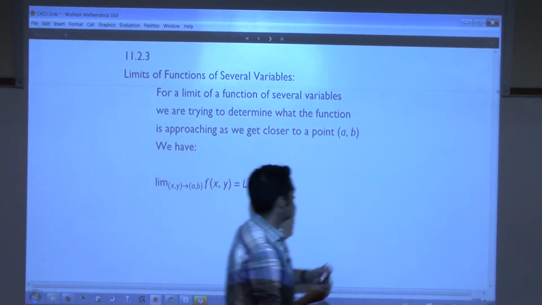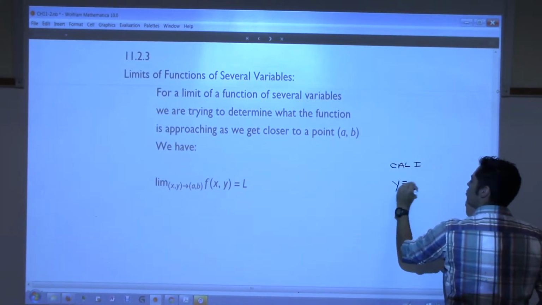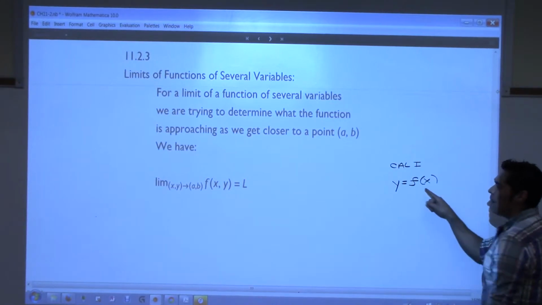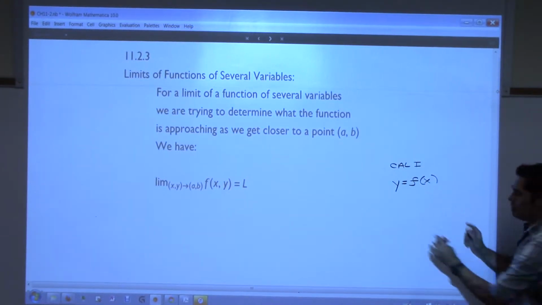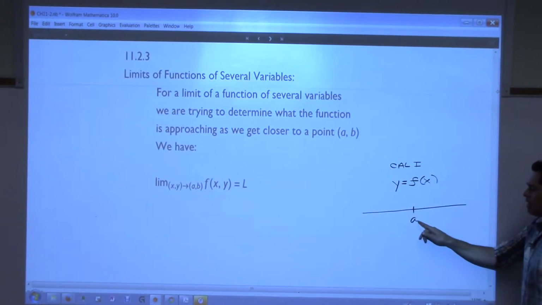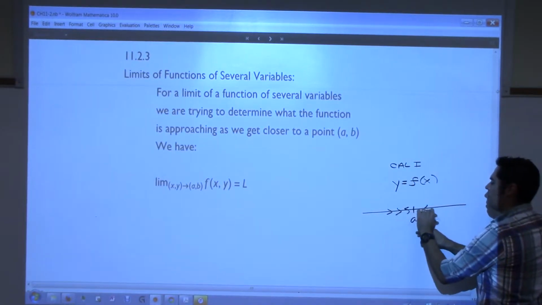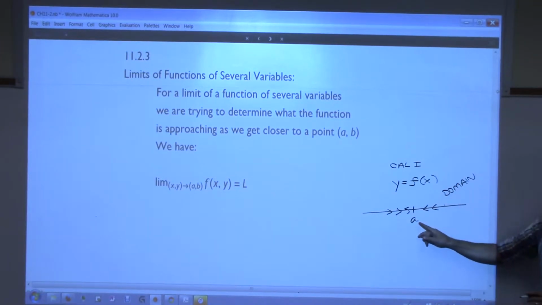Try and illustrate it. Cal 1, you have y as a function of x. The domain in Cal 1 was one-dimensional, wasn't it, the domain? And so if I draw you this, and I say, hey, everyone, get closer to A, then you would come in from this side or this side, right? This is the domain. Yeah?